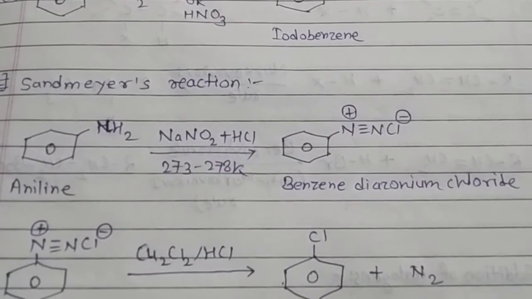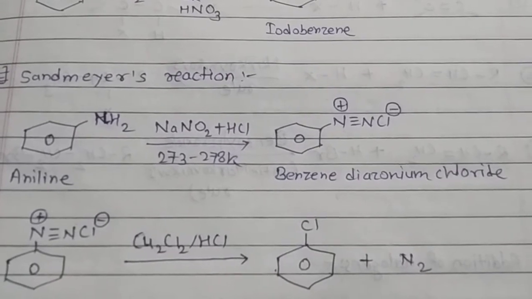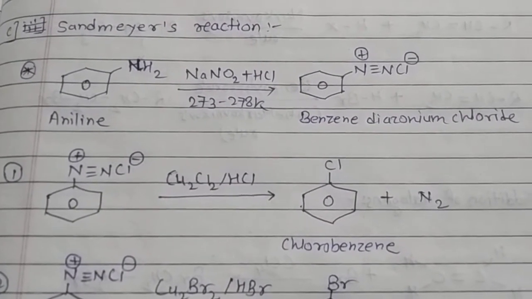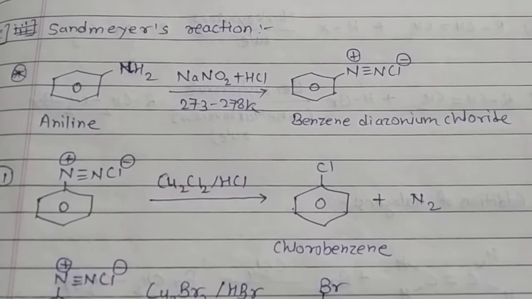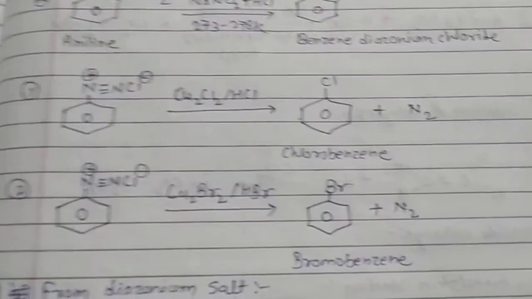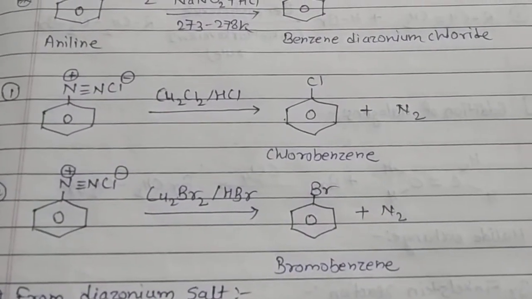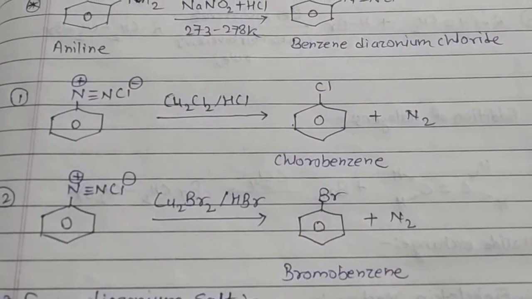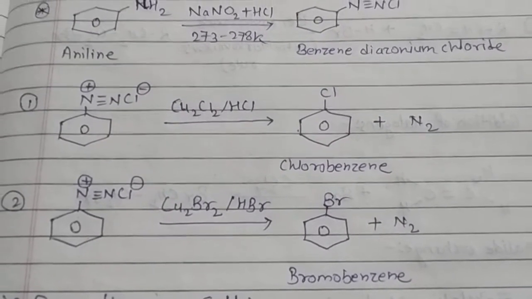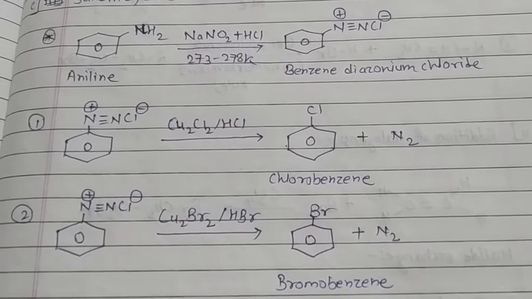So the bad leaving group is converted into a good leaving group, and then that good leaving group easily reacts with copper chloride to form chlorobenzene. Nitrogen gas is liberated, or it can react with copper bromide in the presence of HBr to give bromobenzene. Again nitrogen gas is liberated. So these reactions are known as Sandmeyer reaction.